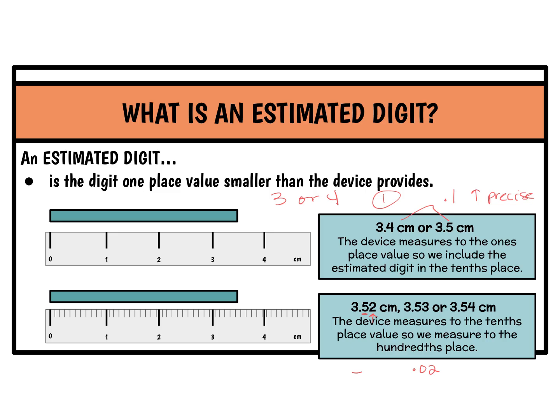Just to review, you want to use an estimated digit. And an estimated digit is a value that, and I want to put this in quotation marks, you're going to guess based off of the ruler or the device that you have. That estimated digit is going to be one place value smaller than what the device provides. So the 4 is our estimated digit here, and the 2 is our estimated digit here. That helps make our measurements more precise. And like I said up here, it would be better to describe this as 3.4 than 3 or 4, so it's also making our measurements more accurate.